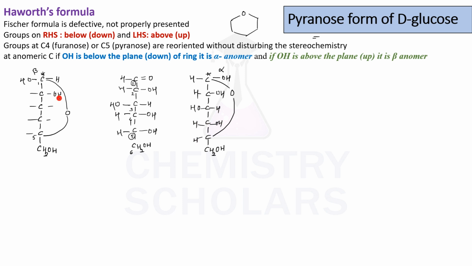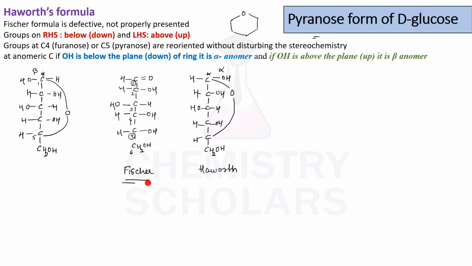Just draw exactly the same structure as the straight one. This is Fischer, and this is now Haworth. Now let's see how to draw the exact structure and how to name them. Right now, once you know this structure, let's draw this. Let's show the rotation now.